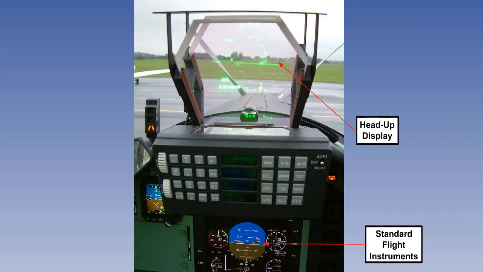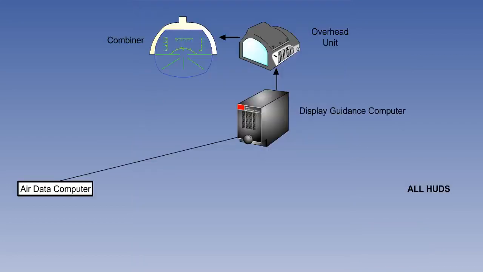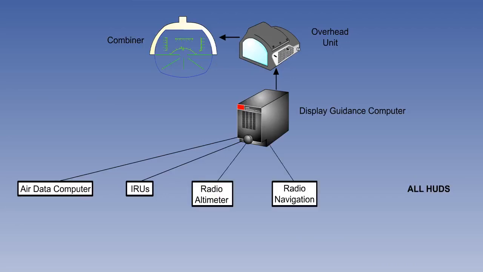Because HUDs are fitted only to aircraft which have other advanced electronics, such as air data computers, FMS and EFIS, there is a wealth of information that could be displayed. Every HUD will show information from the Air Data Computer, or ADC, the Inertial Reference Unit, or IRU, the Radio Altimeter, the Radio Navigation Instruments, and the Flight Management System, or FMS.